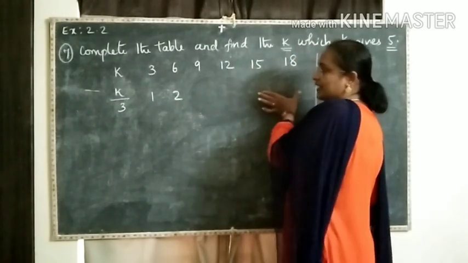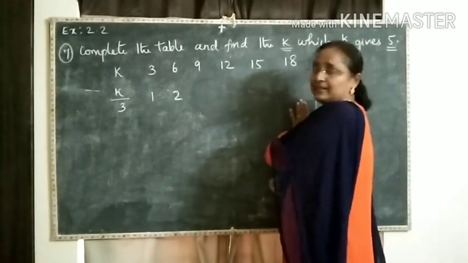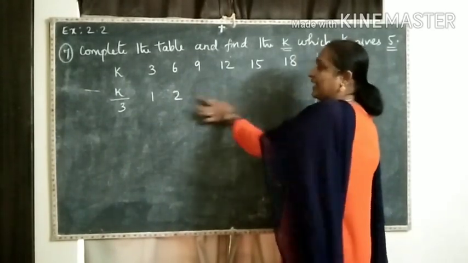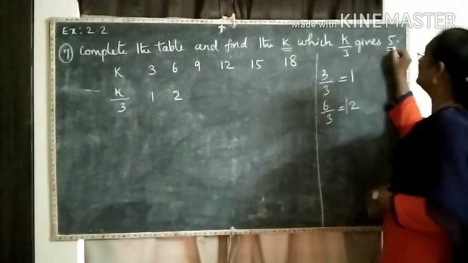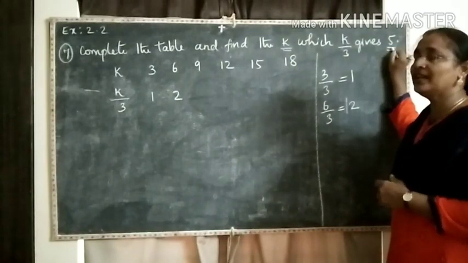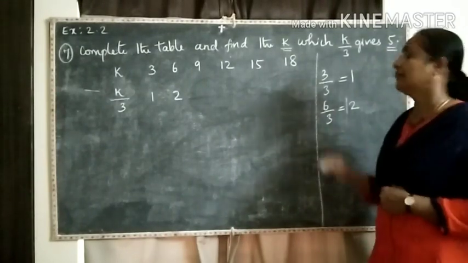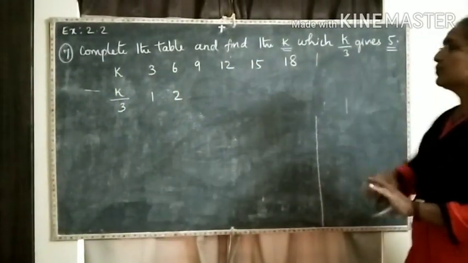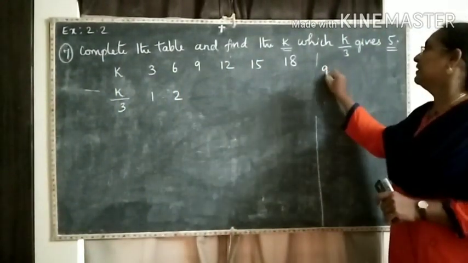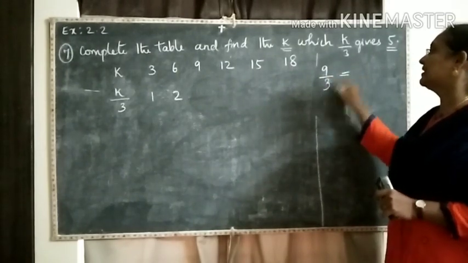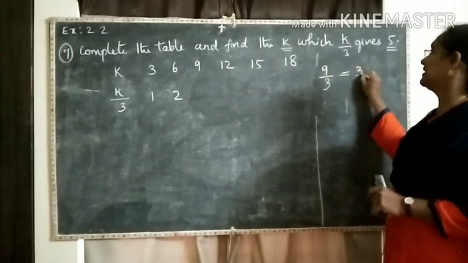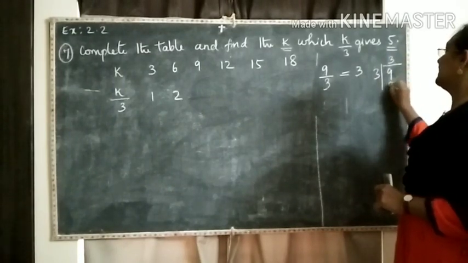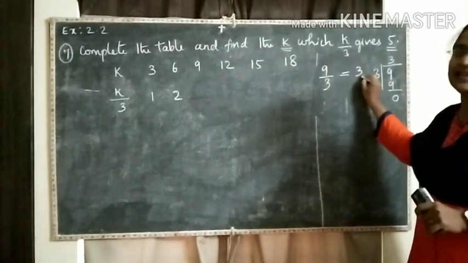Now I am going to fill the rest of the table, and I am going to check for which value of k I get the answer to be 5. Okay, let's check now. Now the first 2 are completed. The next value of k is what? 9. So 9 divided by 3 is how much? 3 3s are 9. Yes or no? So the answer is 3.